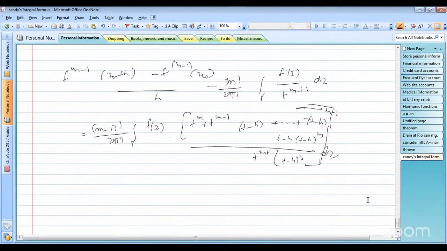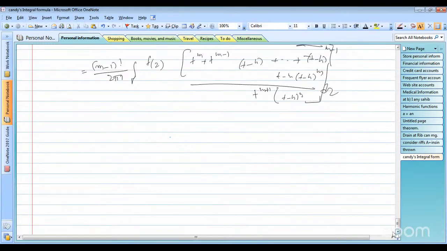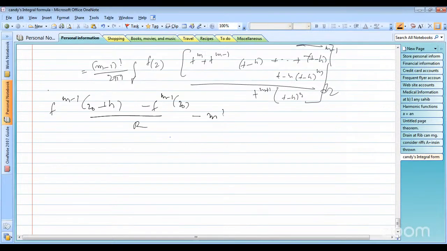Therefore we can write f^(m-1)(z0+h) minus f^(m-1)(z0), divided by h, taking the second equation, equal to m!/(2πi) times the integral over gamma of f(z)/(z-z0)^(m+1) dz.